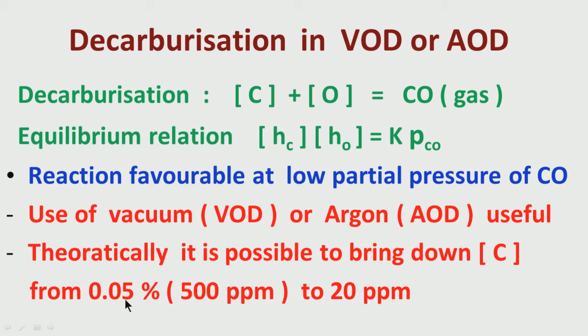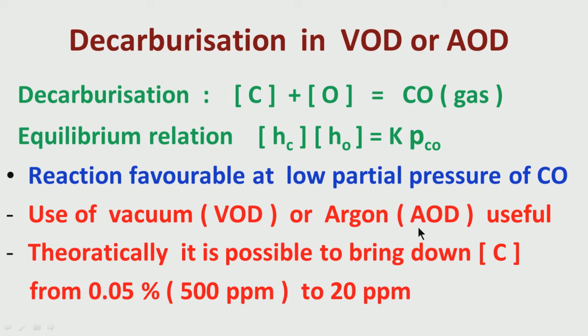So, the carbon content in the liquid steel, if we start at 0.05% carbon, which is the normal level after BOF, basic oxygen furnace. If you use that liquid steel and you want to bring down the carbon either by using vacuum or by argon, then it is possible to bring down to a level of 20 ppm either by using vacuum or by using argon. So, decarburization is very much possible, which may be a requirement in secondary refining, either by using vacuum or by using argon.